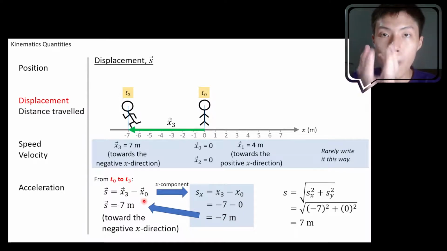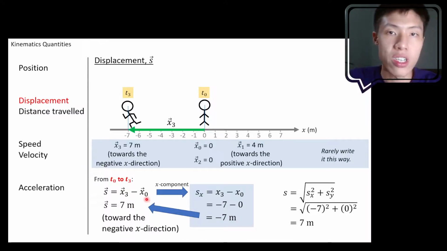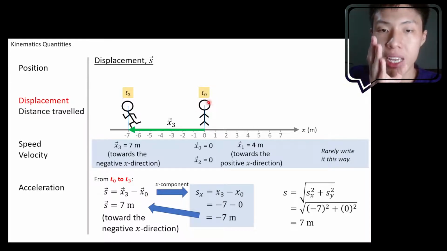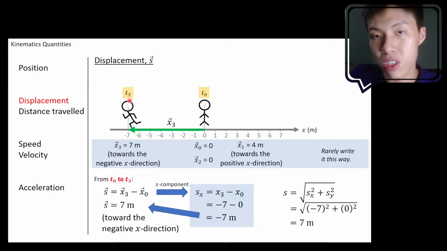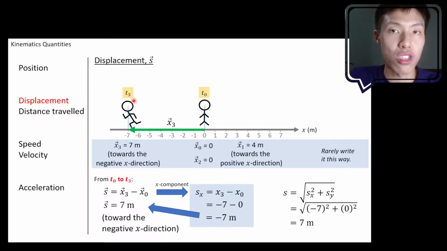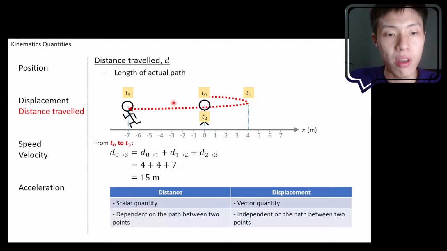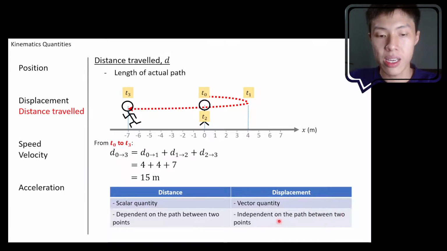There's no path involved in my whole calculation, and I don't even care how I get from my initial position to my final position. If I don't care, that means it's independent. It's not dependent on the path. Therefore, we say displacement is independent of the path between the 2 points.